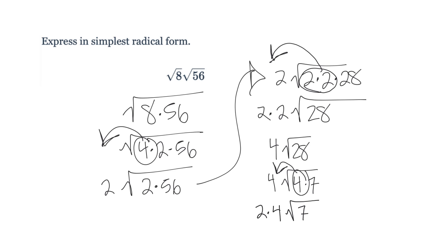On the outside, 2 times 4 is 8. So 8 times the square root of 7 is going to be our final answer here.